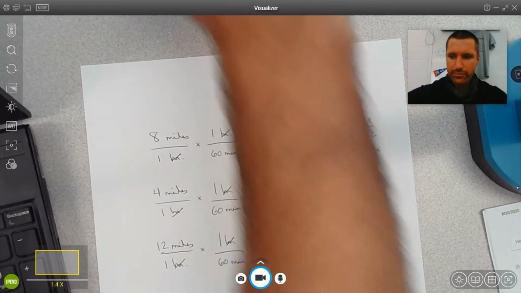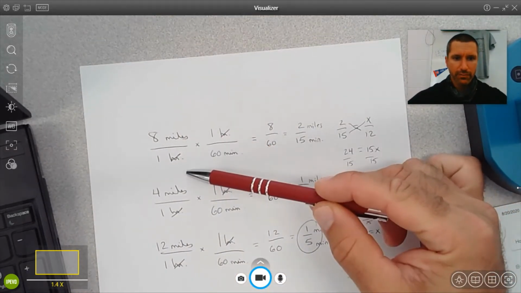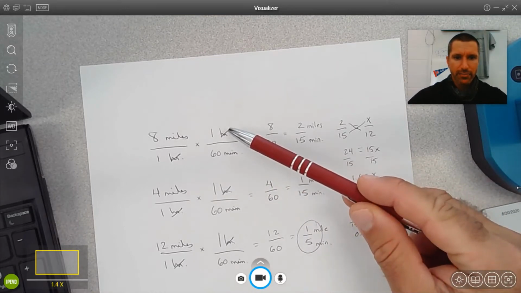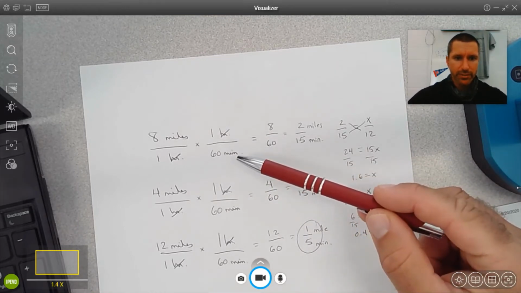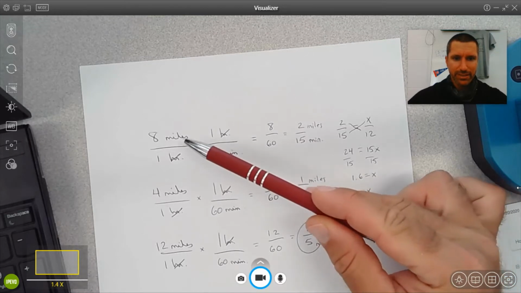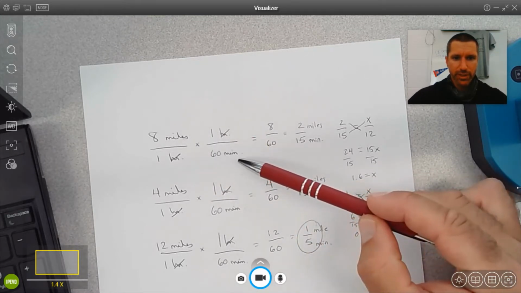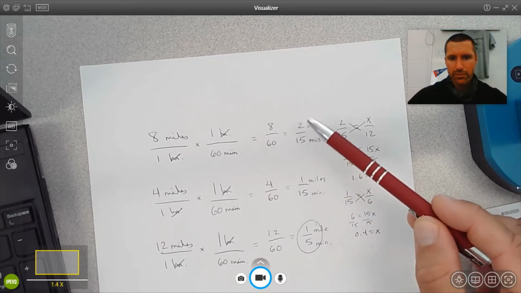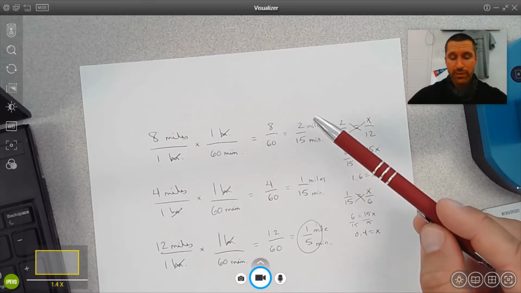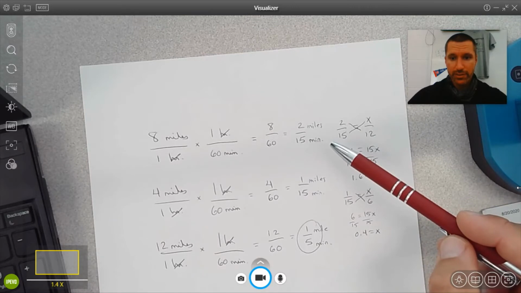If you have 8 miles, you're running 8 miles in 1 hour, you wanted to figure out how many miles will that be in 60 minutes. So by simply just dividing by 60, that cancels the hours on the units, and you're left with miles per minute. So 8 over 60 reduces to 2 over 15. So basically, he's running in the first phase 2 miles every 15 minutes.